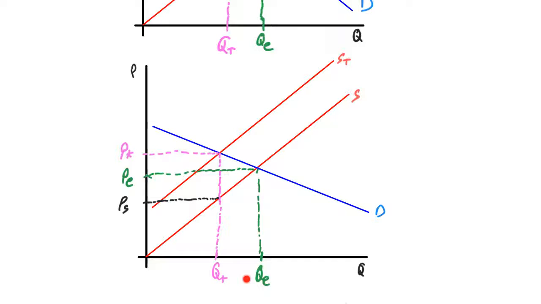Okay, so I've got my labels here. This is my equilibrium quantity and price. Here's my taxed quantity and price. And then this is the price that goes to the supplier. And so I'm going to do the same thing.